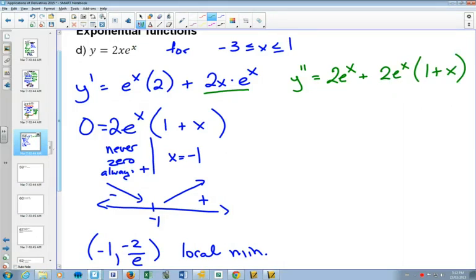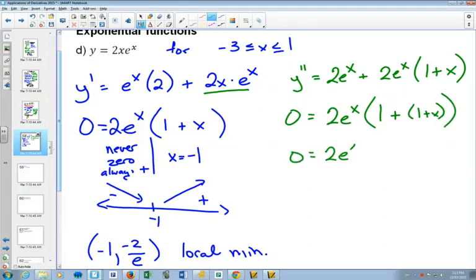So now, when I factor again, I can take a 2e to the x out again. This will be 1 plus x, which will be 2 plus x. This one is always positive, never equal to 0. So x equals -2 will be my inflection point. Well, we're going to find out if it actually changes there, but yes, it will.